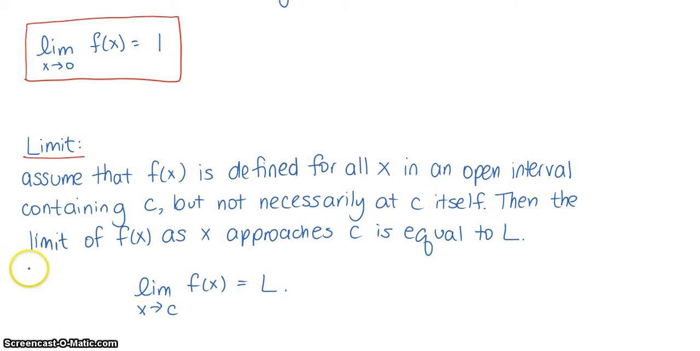Then the limit of the function as x approaches c is equal to L. In this case, L is my 1 value. In this last example, c was going to be 0. This worked out to be my y value of 1, and my function was sine x over x.